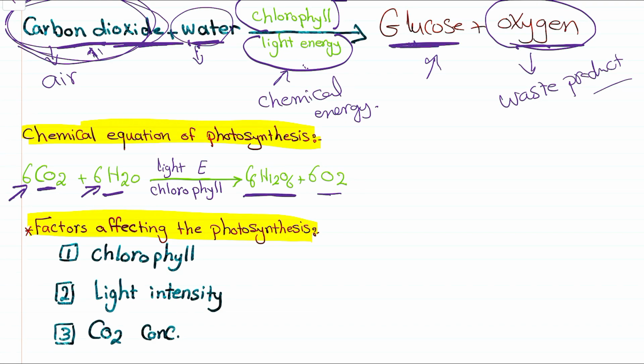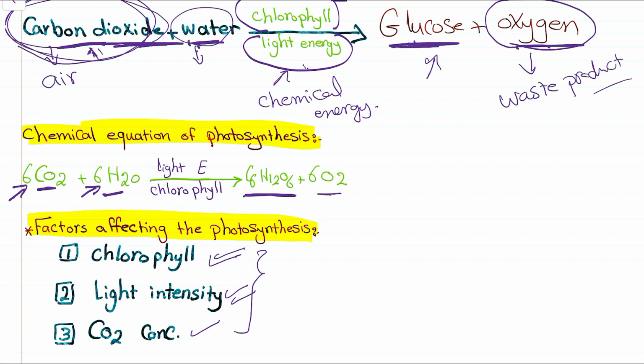Are there any factors affecting photosynthesis? Actually, we have different factors, but we have 3 main factors, which are chlorophyll, light intensity, and carbon dioxide concentration. We can add temperature. Is there any effect of temperature on photosynthesis? Actually, yes. This is a chemical reaction inside a living cell, so it's controlled by enzymes, and enzymes are controlled by temperature. Temperature has a great effect on the enzymes. That's why temperature indirectly affects the rate of photosynthesis.